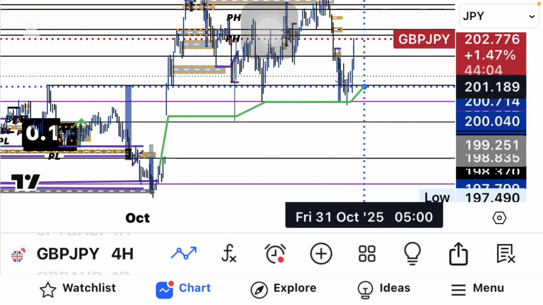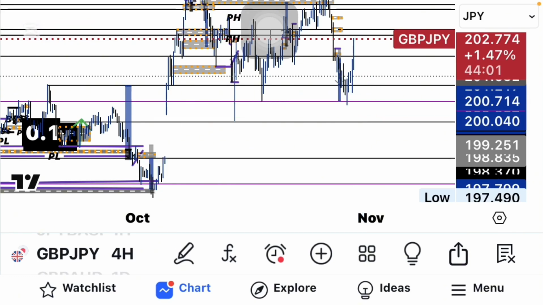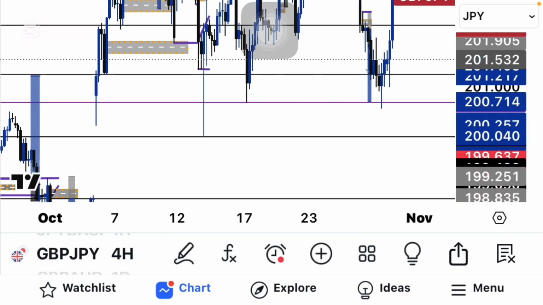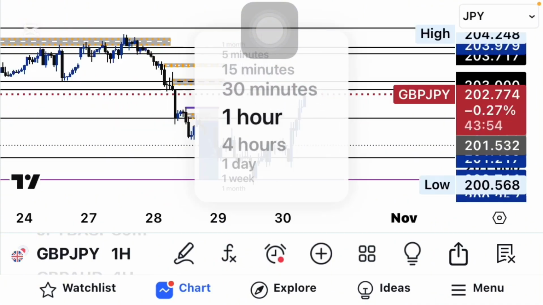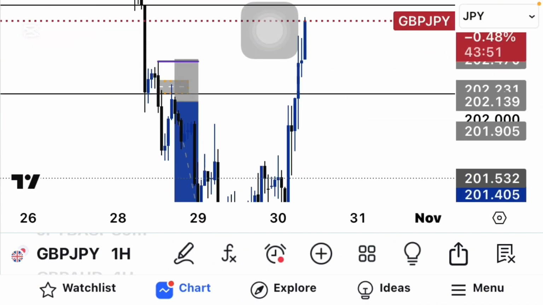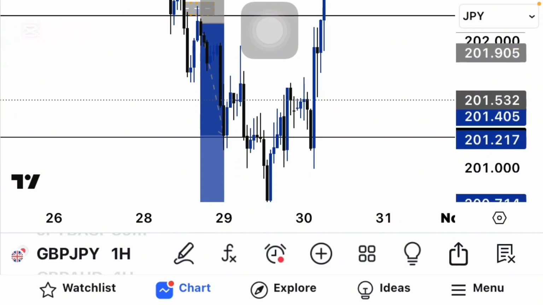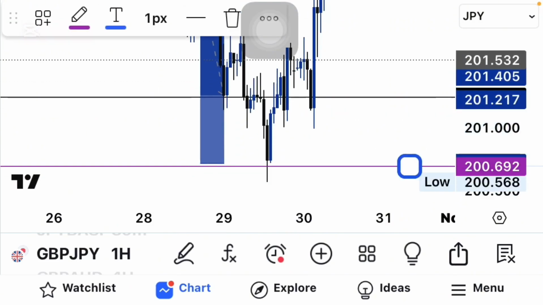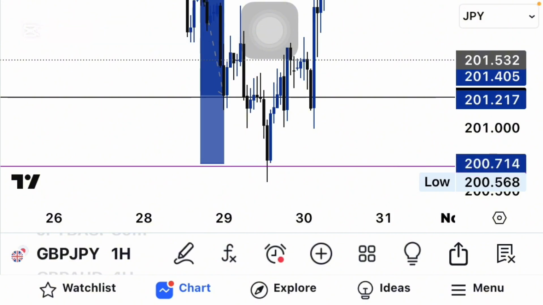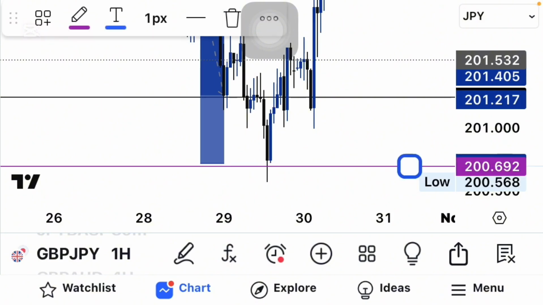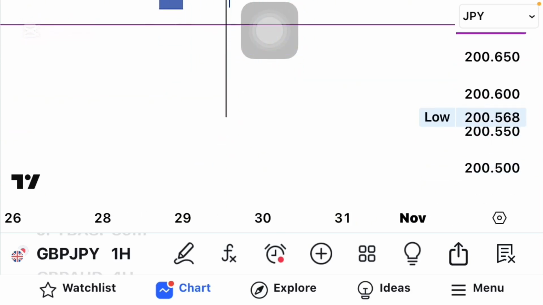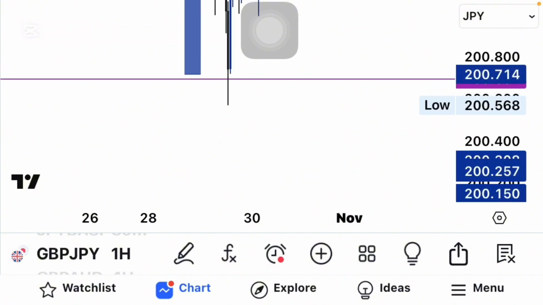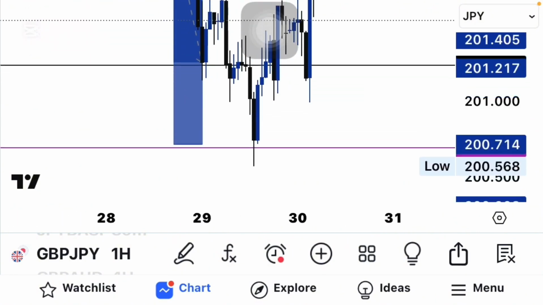All my targets while I was selling, so I sold the Gbpjpy here. Let me go back to the lower time frame so you can see what I'm saying. When I sold, all my target was this resistance point, because I know I have a psychological level here, 200.69, so approximately 200.600. That's the psychological level, so I was targeting that particular zone.